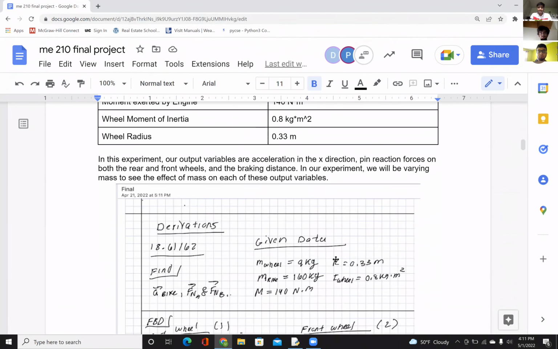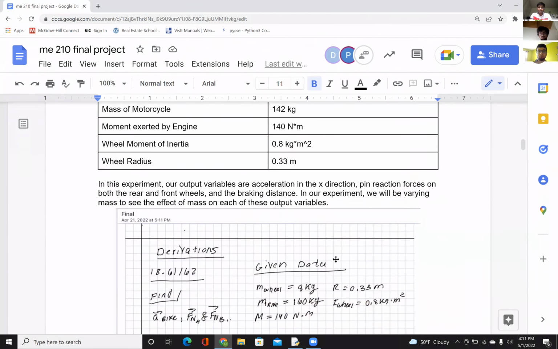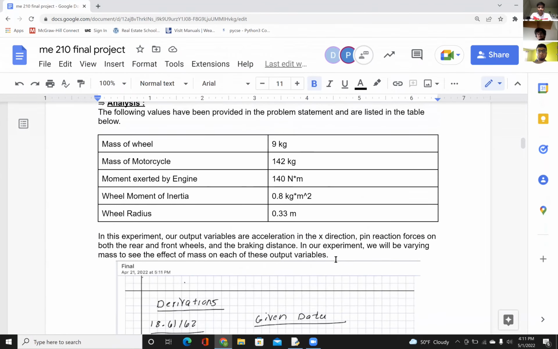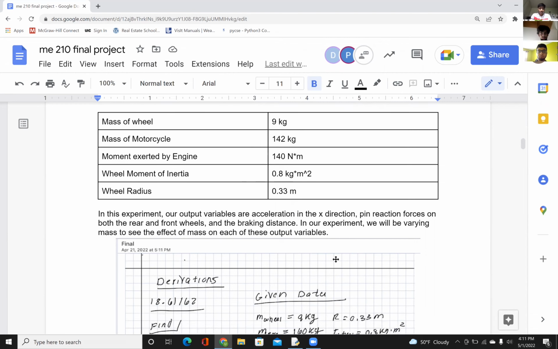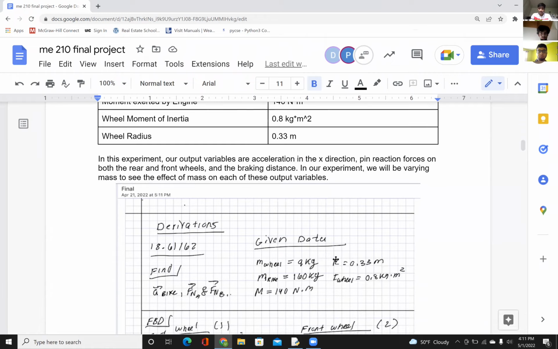So this is actually a book problem, in which we are given the mass of the wheel, the mass of the motorcycle, the moment of inertia of the wheel, and the radius. And we have three output variables, which are acceleration, pin reaction forces, and braking distance. Right, so here we go with our derivations.